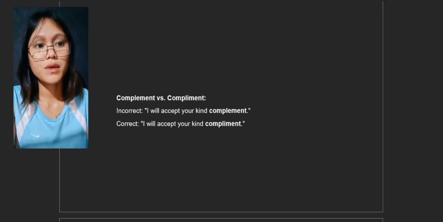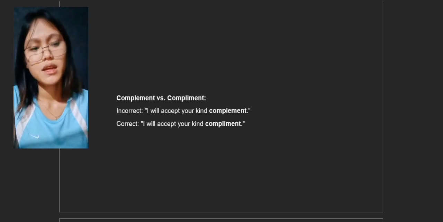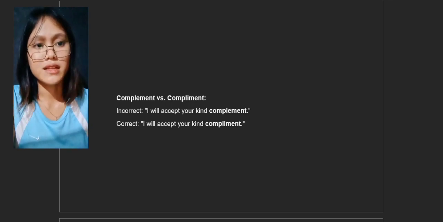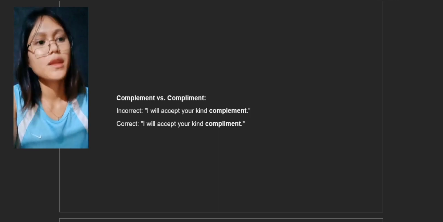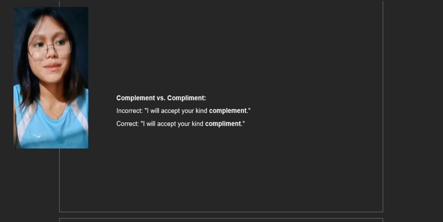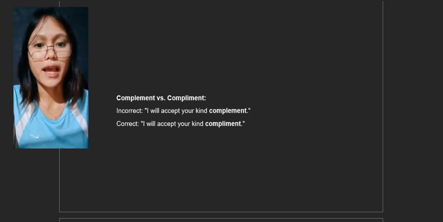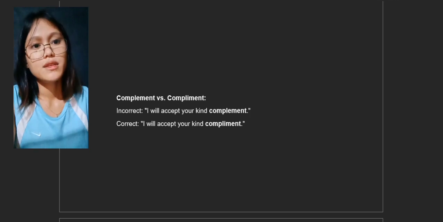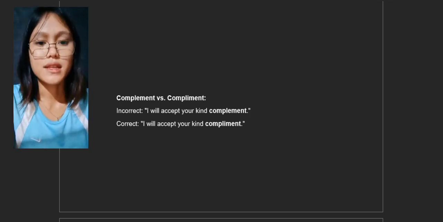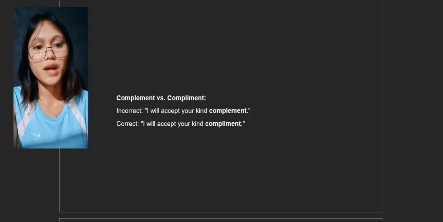Lastly is the complement versus compliment. Incorrect sentence for this is, I will accept your kind complement. You will use compliment with an i here and not complement with an e. So the correct sentence is, I will accept your kind compliment.